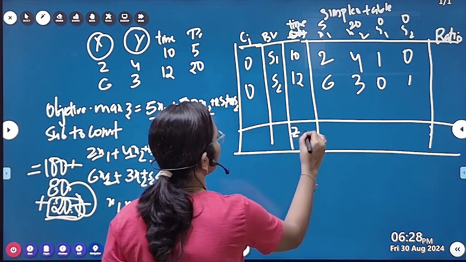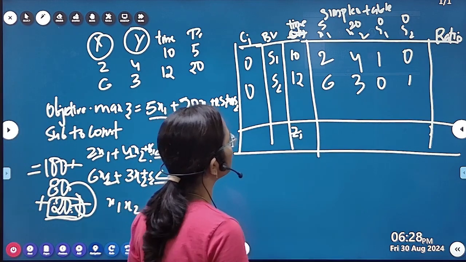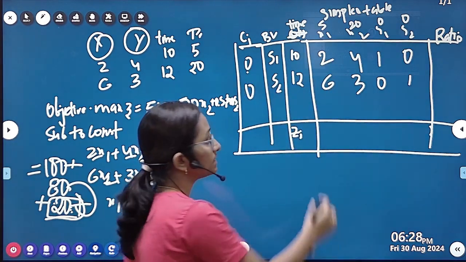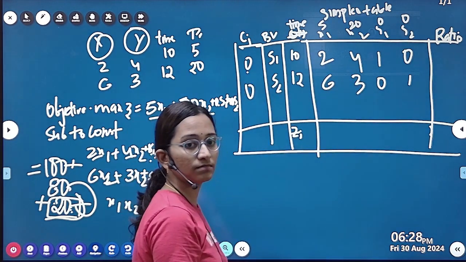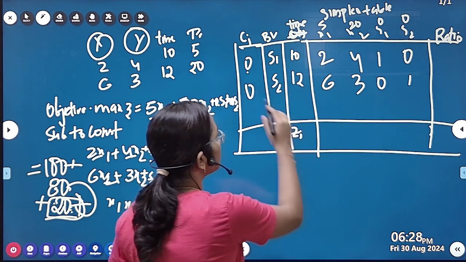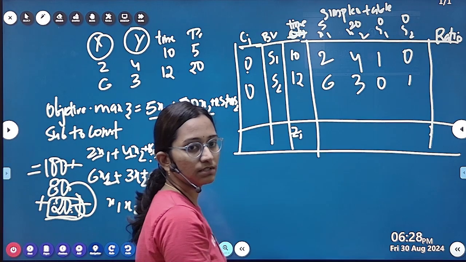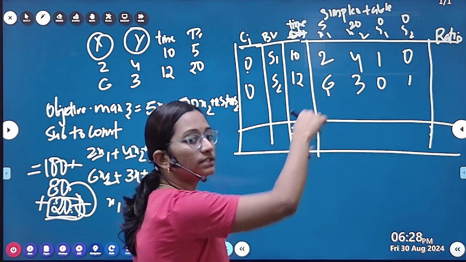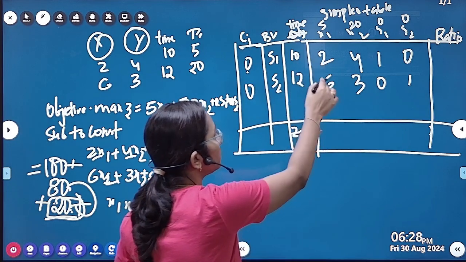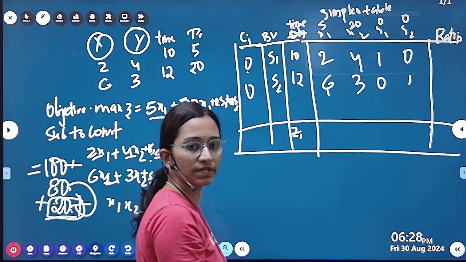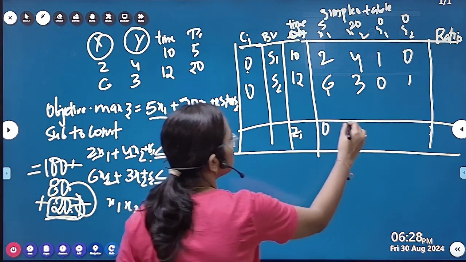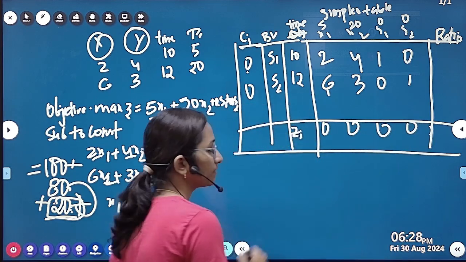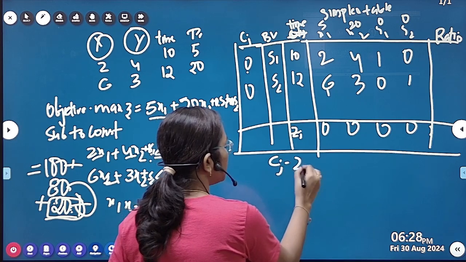So next Zj. Zj values are equal to this one into this. 0 into 2, 0. 0 into 6. Zj is nothing but this into this. We need to add this: 0 into 2 plus 0 into 6. We'll get 0 itself. So 0, 0, 0, 0. Okay. Next, Cj minus Zj.